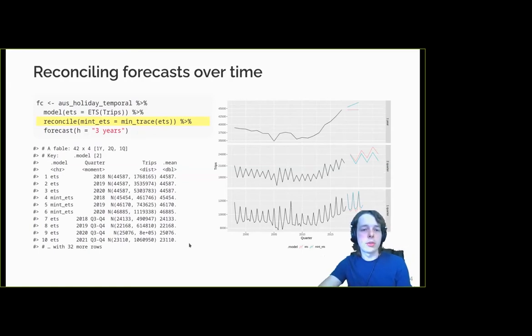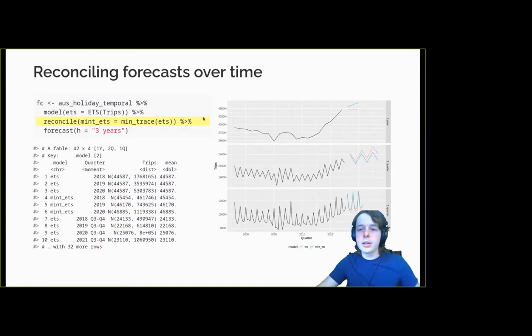Okay, so that was the base forecasts. Now, how do we do temporal forecast reconciliation of our forecasts? The exact same process. We specify that we're going to use the minimum trace reconciliation technique on the ETS model and then produce our forecasts. And now we have the same fable, except the resulting distributions are now coherent, meaning that the months will add up to the quarters, which will add up to the semi-annual, which will add up to the annual.